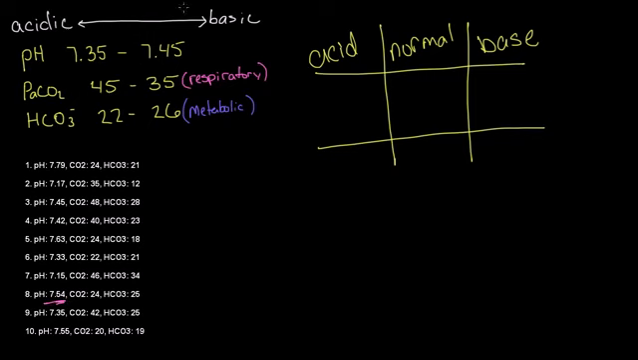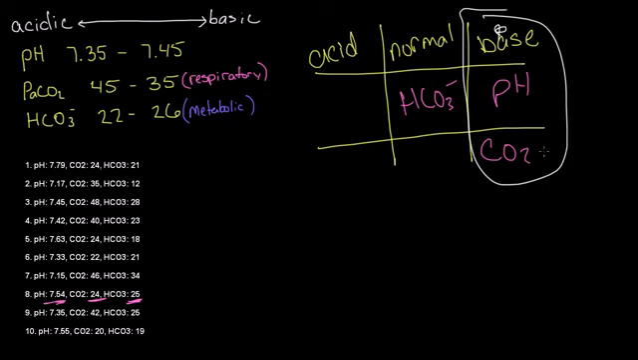7.54 is our pH. This is more basic, so pH goes in the base column. Our CO2 is 24, which is also a base. And our bicarbonate is 25, which is normal, it's in our range. So our HCO3 goes in the normal column. Our tic-tac-toe is over here in the basic column, so we are in alkalosis. The parameter used to make up the tic-tac-toe is CO2.